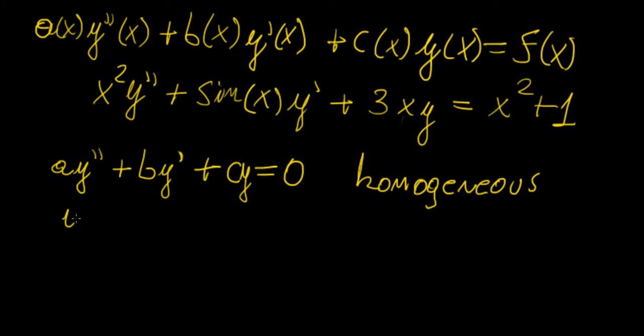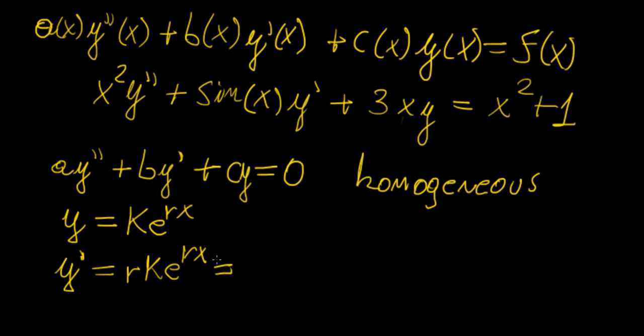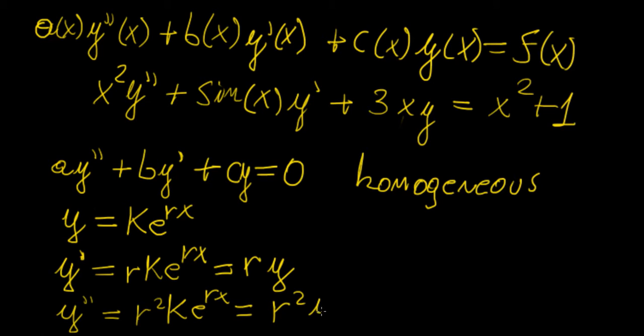So what we're going to do with this is assume a solution of the form some constant k times e to the power of rx. And the reason for that is that exponential functions usually differentiate very nicely because we get the original function again. So y' equals rk e to the power of rx, which is the same as saying r times y. And then y'' is going to be r squared k e to the power of rx, which equals r squared times y.